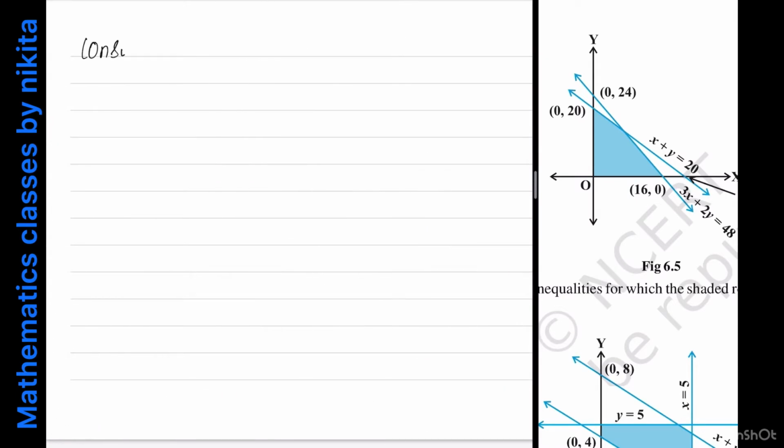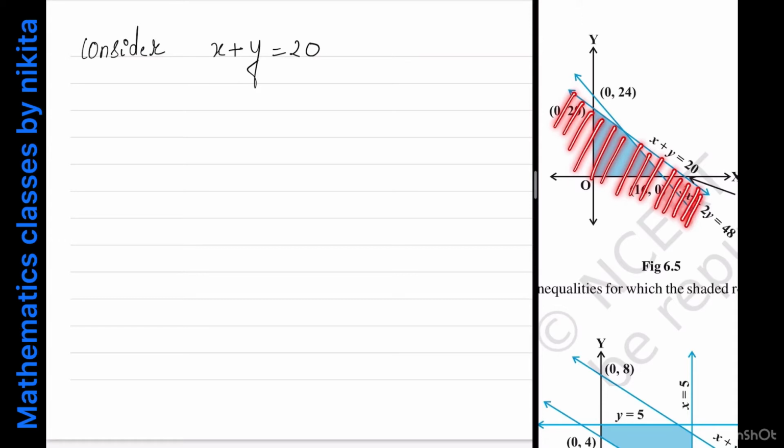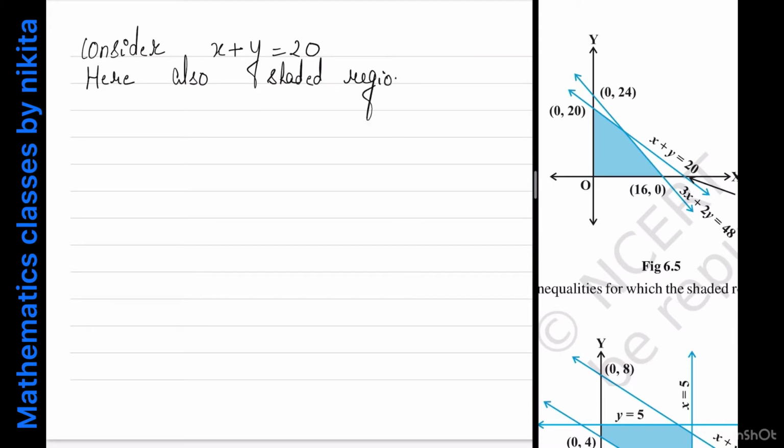Now consider the second line, which is your x plus y equal to 20. Now again see the figure. This line again divides the plane into two half planes. If we see the lower half plane, then both origin and the shaded region lie on the same side, that is on the lower side. So here also shaded region and origin both lie on the same side of the line.